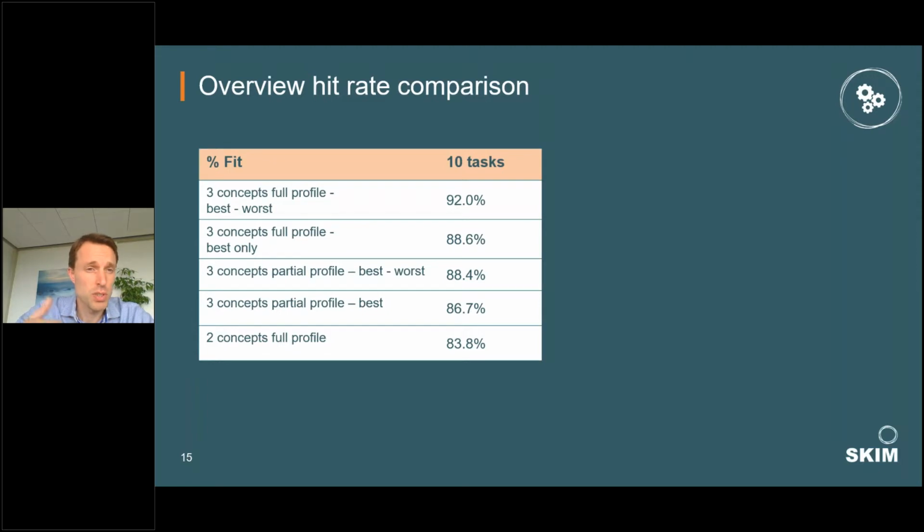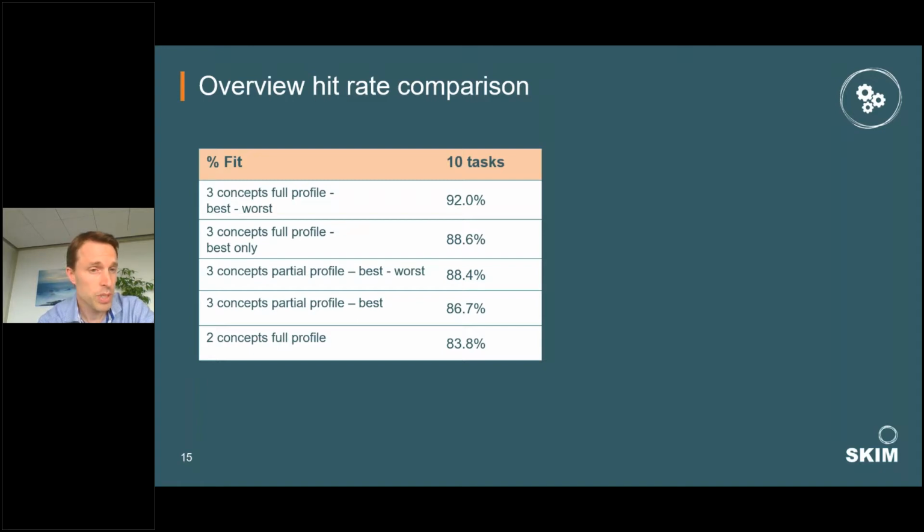First of all, we compare 3 concepts, full profile. Respondents go through 3 concepts where they see the full profile on screen, and we ask them for the best and the worst. Those are answers we imputed with the utilities from these respondents. And then the hit rate would actually be 92%. So we have a lot of information about the preference of those respondents. If we only ask best, we get a bit less information. So there's only 88.6% that we can predict correctly.